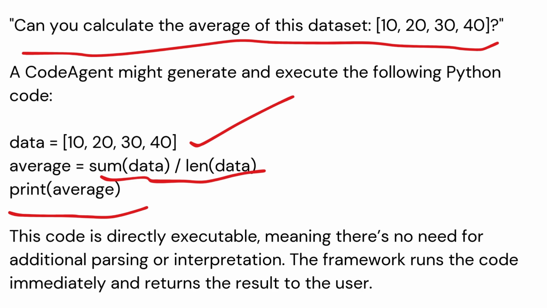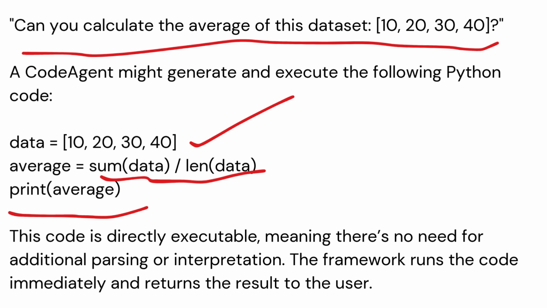So, why use code agents? Because they are great for automation and scripting. Code agents can perform tasks like data processing, running calculations, or file manipulation. It simplifies execution. Instead of relying on pre-built tool functions, code agents can write their own logic dynamically.